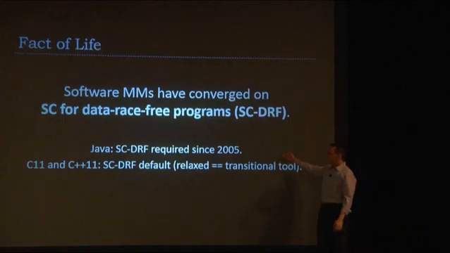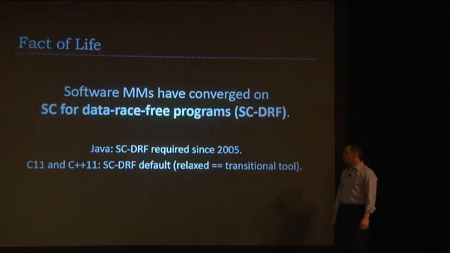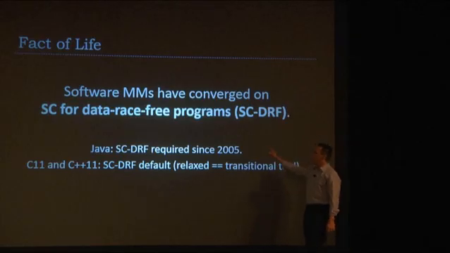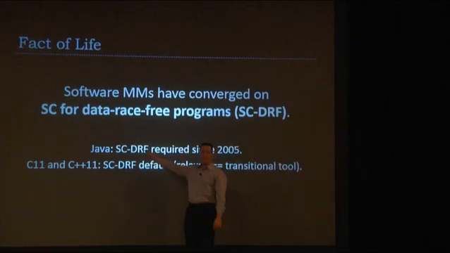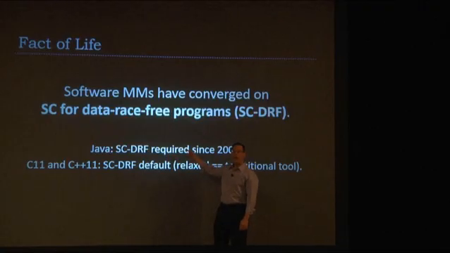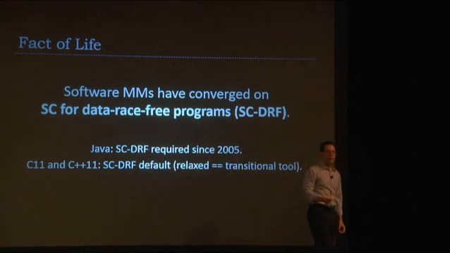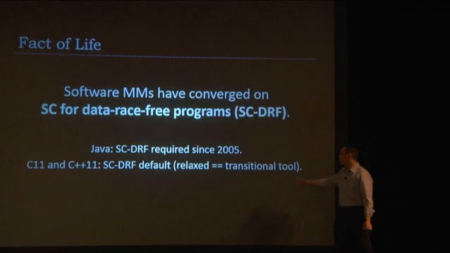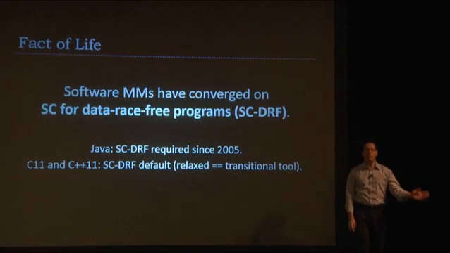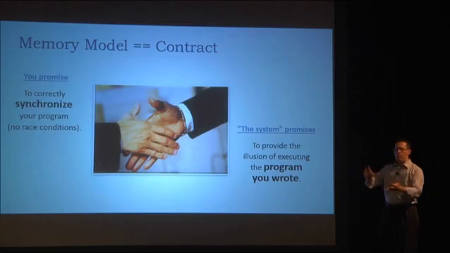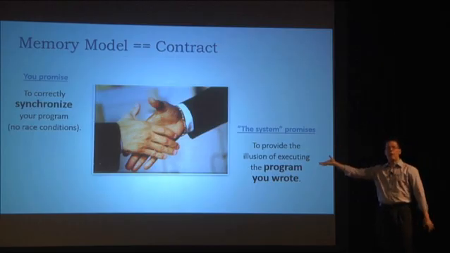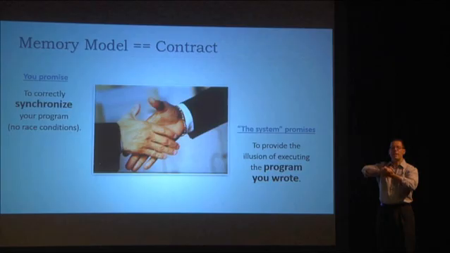Java has required this since 2005, C++ and C since 2011. But where Java says that this is the only mode of operation since Java 5, C++ and C say it's the default mode of operation, and it remains true unless you use relaxed atomics, which we'll come to. So the memory model is a contract. You guarantee not to write a race, and we guarantee that you can't tell that we didn't execute the program you wrote, because it will have the same answer.